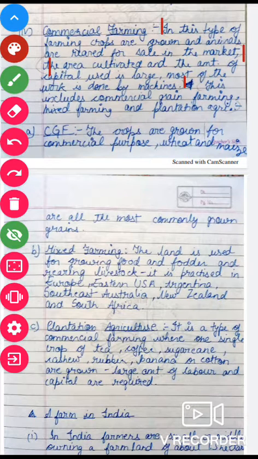This includes commercial grain farming, mixed farming and plantation. This can be a third point. If you're writing point to point, you're getting more marks. As I told you before, write 3 points for 3 markers and 5 points for 5 markers. There's a very good 5 marker question in this chapter.